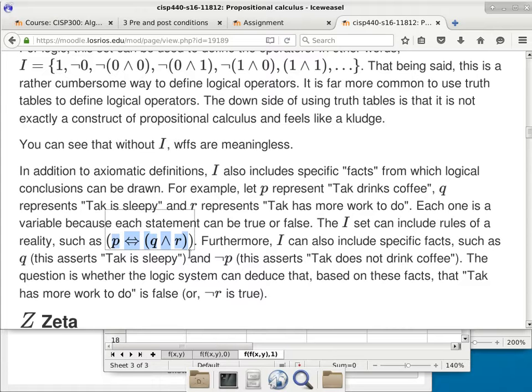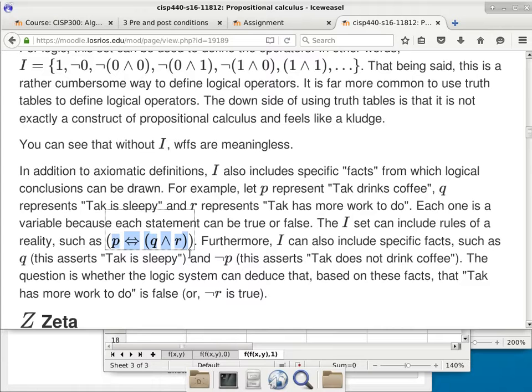Go ahead. So, if you just have work to do, then you're not necessarily going to drink coffee. Because you have to also be sleepy at the same time in order to drink coffee. Right? I have to be both to be drinking coffee, yes. So you can be sleepy but have no work to do and you're not going to drink coffee. That is correct.